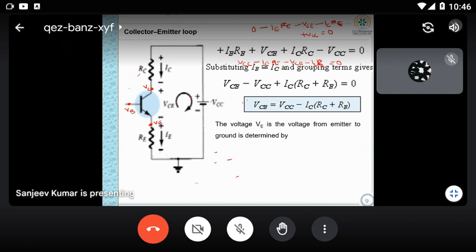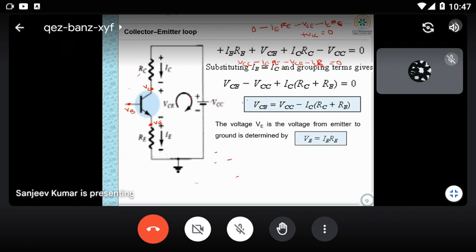Now can you tell me what is VE now? Anyone? What is the voltage at the emitter point, the emitter node, which is VE? In the earlier case you have seen it was grounded, so that's why VE was 0. But in this case, VE is not 0. VE is equal to IE RE.